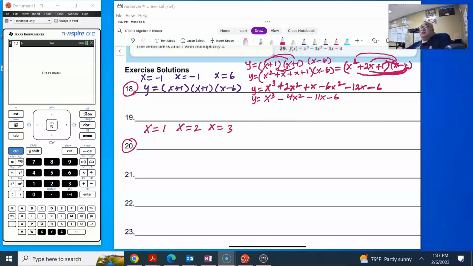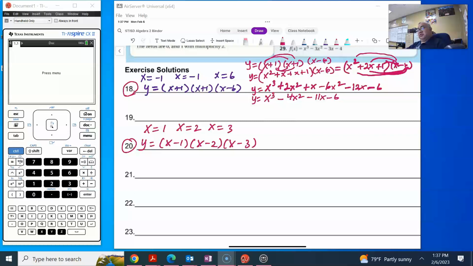Okay, so we're having to find the linear factors, and then we're trying to find the polynomial. We're going to find it by multiplying. So we have y equals, the linear factors are x minus 1, x minus 2, and x minus 3. You might be wondering, how did I do that? Well, if it's 1, to move it to the left, you subtract 1. If it's 2, you subtract 2 to move to the left. And if it's 3, you subtract 3 to move to the left.